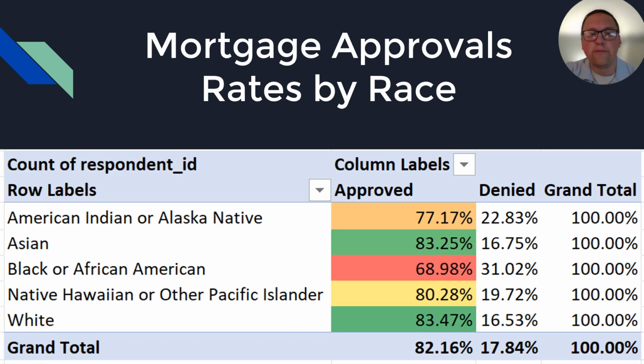I also put conditional formatting on the column labels for approved to quickly highlight the highest approval rates, which in this case, the white applicants and the Asian applicants have nearly identical acceptance rates overall. The bottom two rates would be American Indians and African Americans.